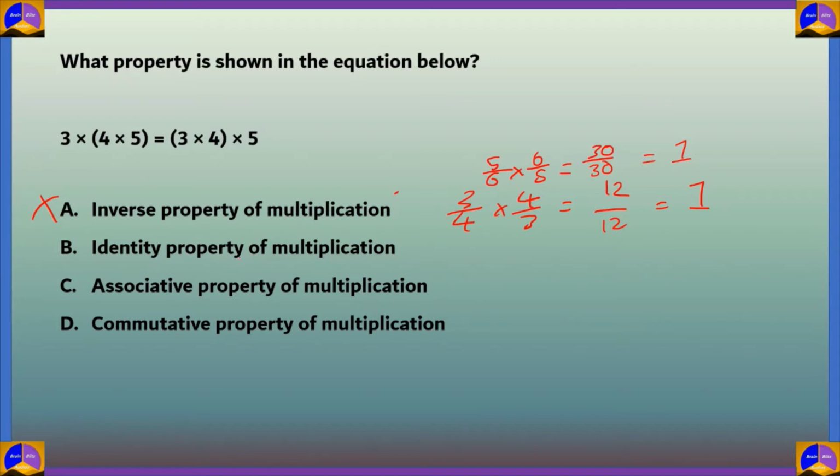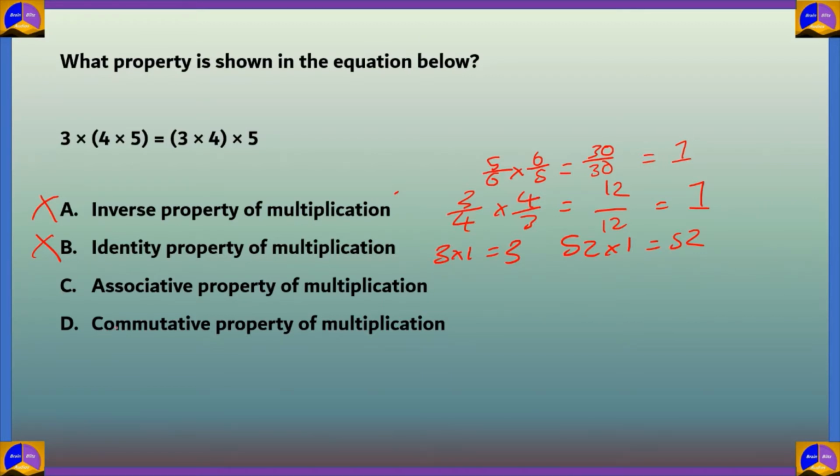Next option is the identity property of multiplication. Now the identity property of multiplication states that if a number is multiplied by 1, it gives back the same number, which means it reveals the identity of the number. So 3 times 1 is equal to 3, 52 times 1 is equal to 52. But the equation given does not multiply by 1 or give the identity of the number. So the identity property of multiplication is incorrect.